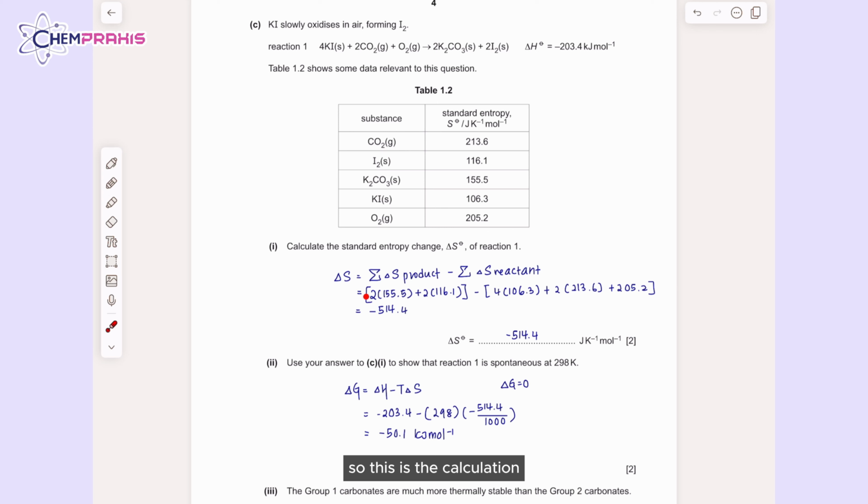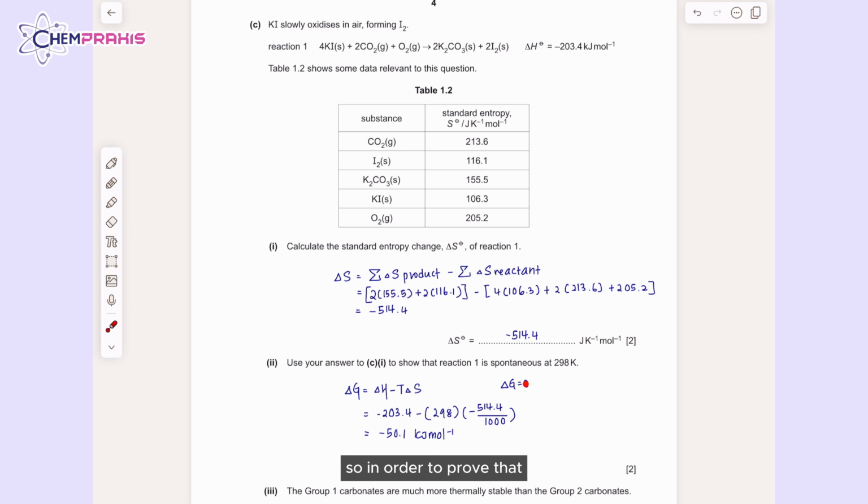So these are the calculations, and this is the final answer. You need to follow the mole ratio. Don't forget that. After that, for Roman 2, use your answer to C1 to show the reaction is spontaneous at 298K. As we know, in order for a reaction to be spontaneous, your Gibbs free energy change needs to be 0 or negative.